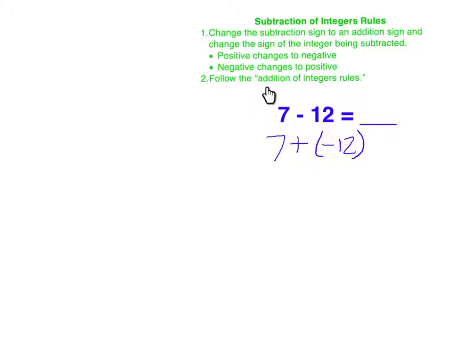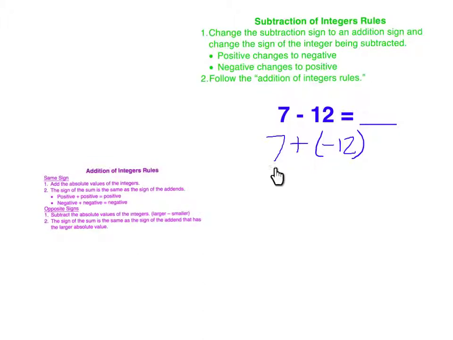Next, we follow the addition of integers rules. We're adding two numbers that have opposite signs, so we're going to follow these rules here. The first step is to subtract the absolute values of the integers, larger minus smaller. The absolute value of 7 is 7. The absolute value of negative 12 is 12. 12 is bigger than 7, so we're going to go 12 minus 7 equals 5.